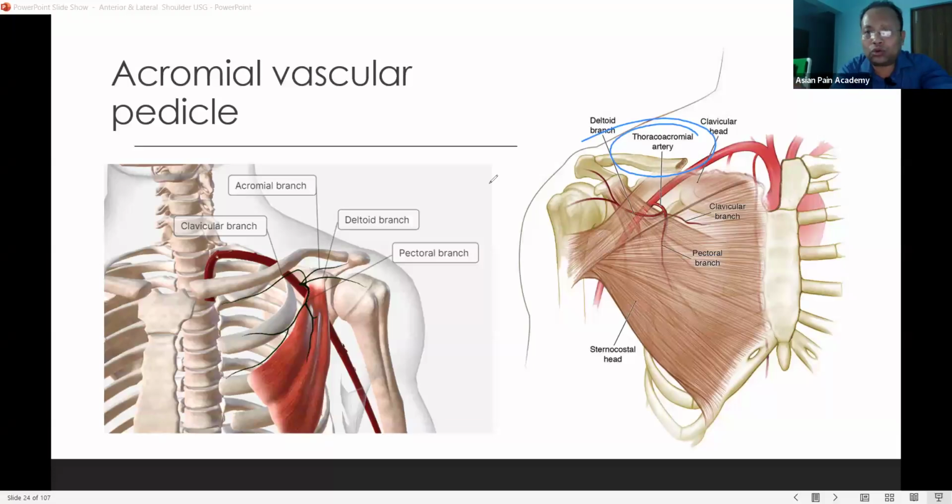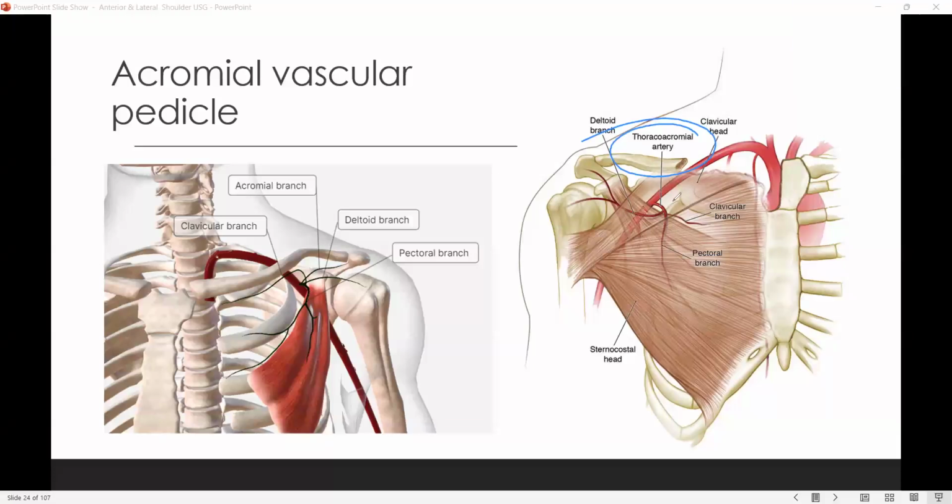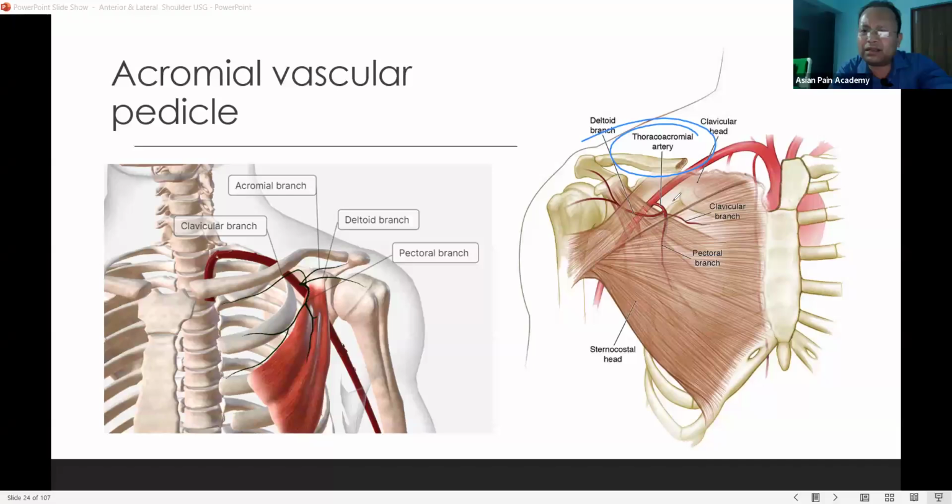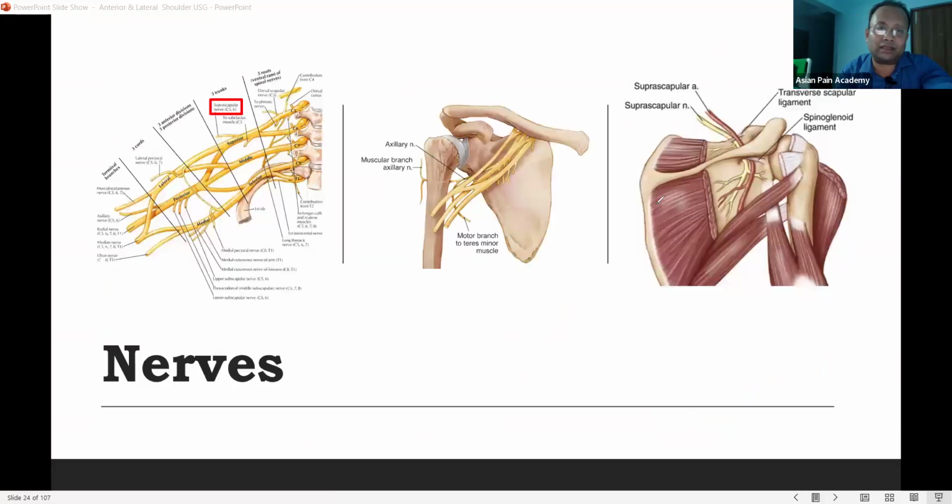Thoracoacromial artery. Okay, so this artery, when we are seeing the coracoclavicular ligaments, then this thoracoacromial artery is seen. So this artery is also seen while locating the coracoclavicular ligament. If we do some intervention there, then this artery can be seen.